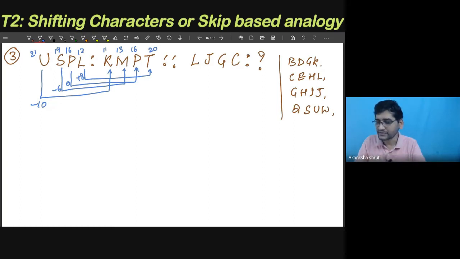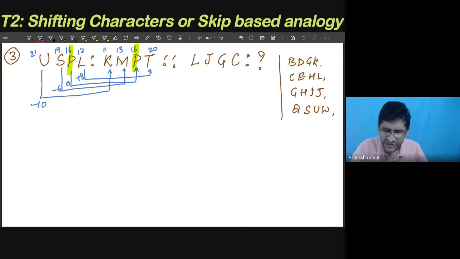The same can be observed from the given option also. Here we are observing the P and P are at the same position. So in the given option, we are observing only one G is at the third position. So even without taking the pen and pencil, we can say BDGK will be the correct answer.